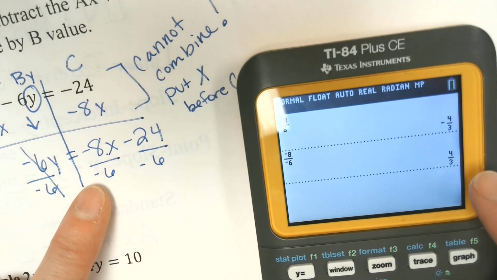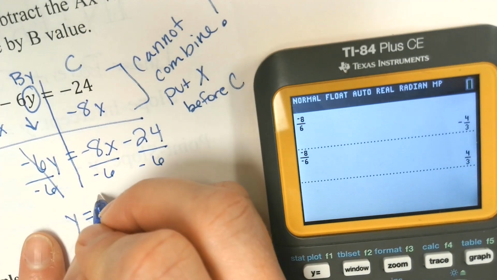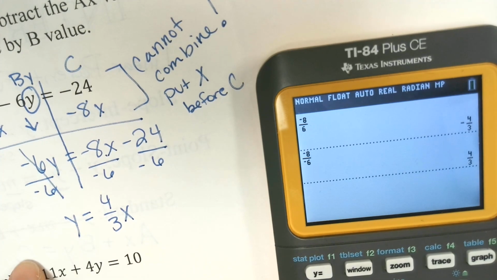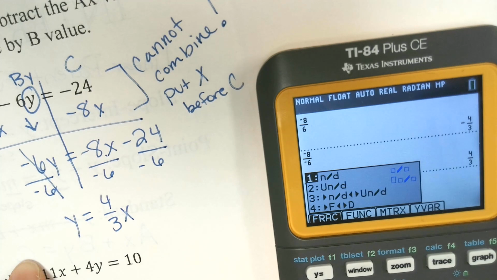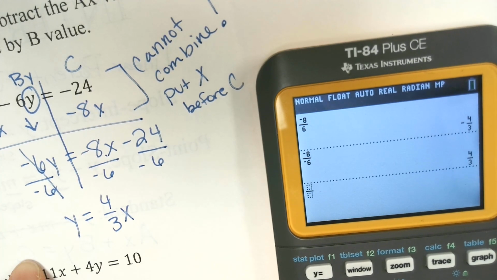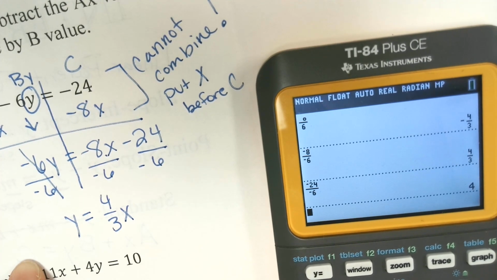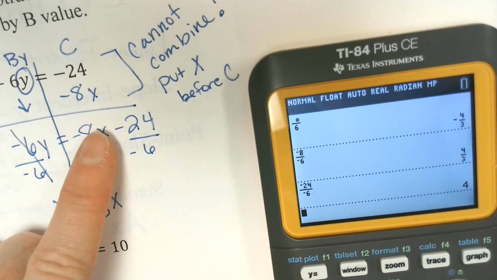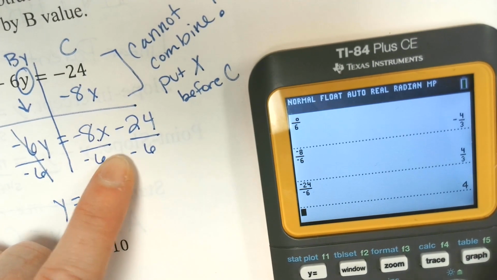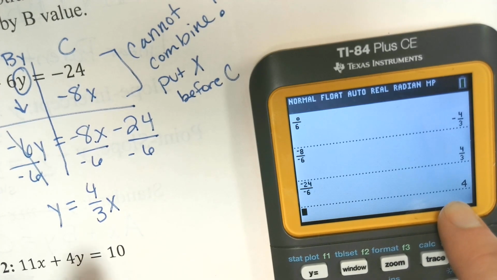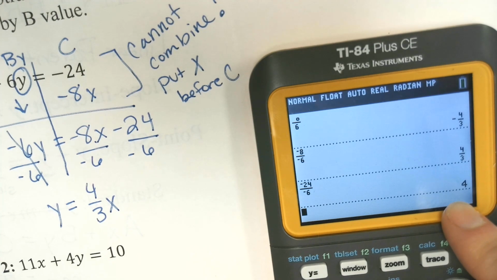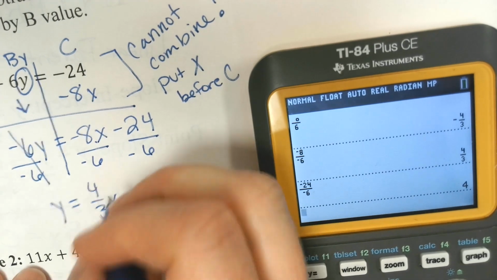Remember, alpha y equals to get that fraction. So it's 4 over 3 x, and then do the other one. Alpha y equals negative 24 over negative 6. Negative 24 over negative 6 is a positive 4. So I no longer put minus because whenever I simplified it with the two negatives, I got a positive 4.